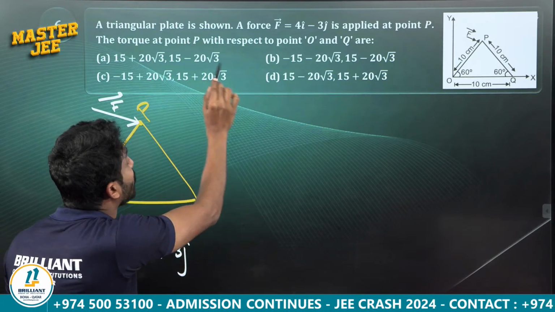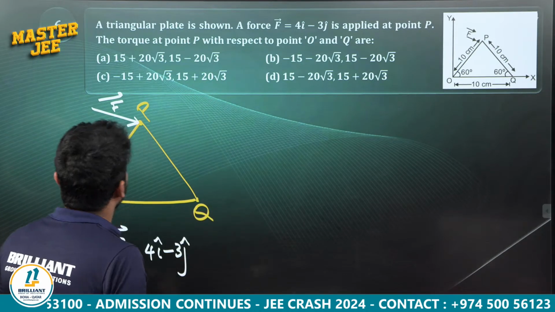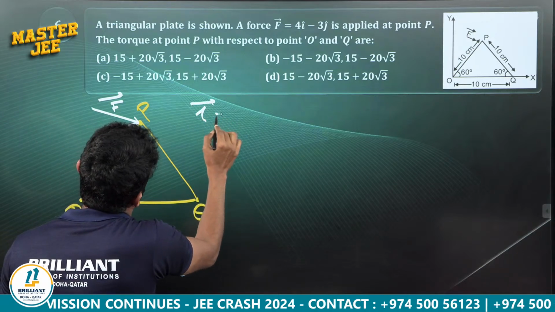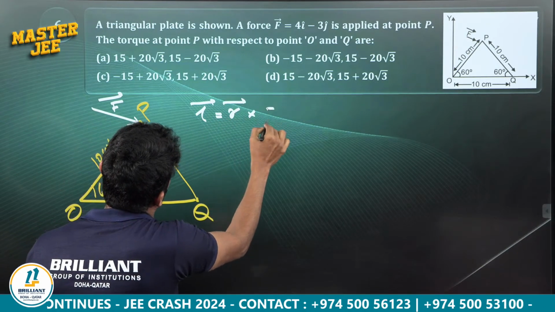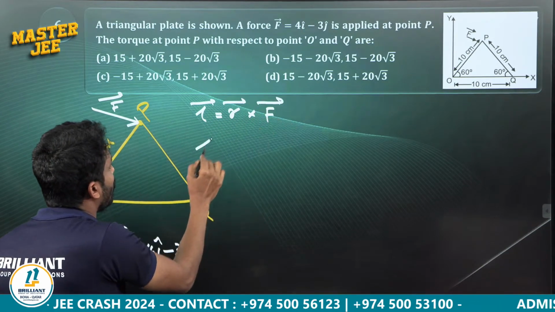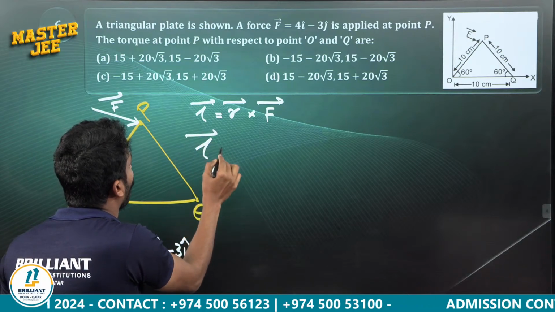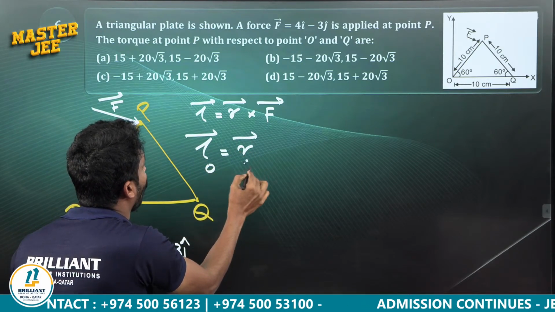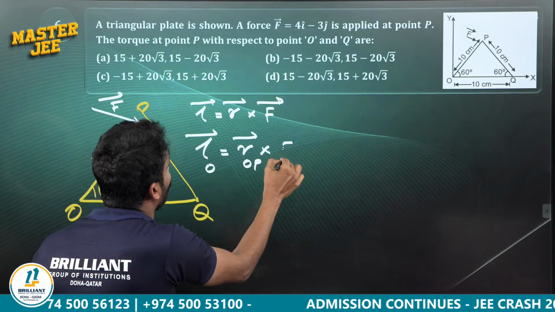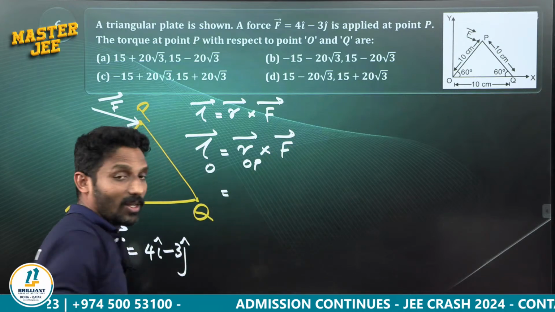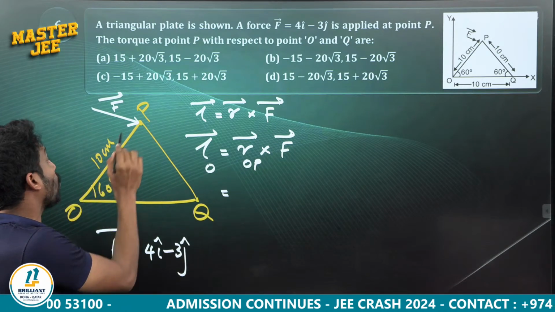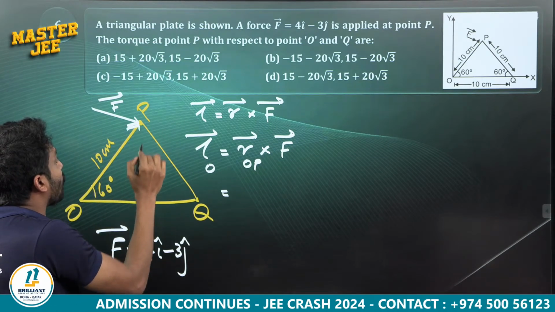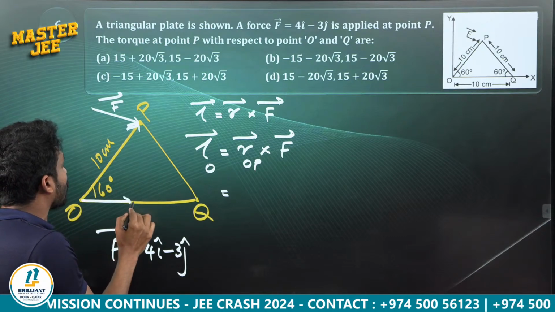There are two values in each option. Okay. So the torque value we know is R cross F. So the torque about the point O is the position vector from O to P cross the force vector, isn't it? See, what is the position vector from O to P? The position vector from O to P is this vector plus this vector.